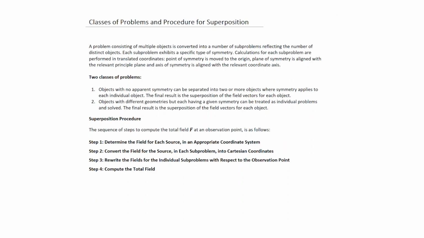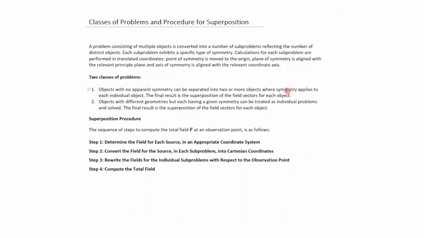Once you have done that, then you sum the results to get the total vector field. So that's more or less what's indicated here. We have a point of symmetry if we're dealing with a sphere, a plane of symmetry if we're dealing with a slab, and we have axis symmetry if we're dealing with anything which has a cylindrical symmetry. So the two classes of problems are as follows. Objects that appear to have no apparent symmetry can be separated into two or more objects where symmetry applies to each individual object. And then the final result is the superposition of the vector fields for each object.